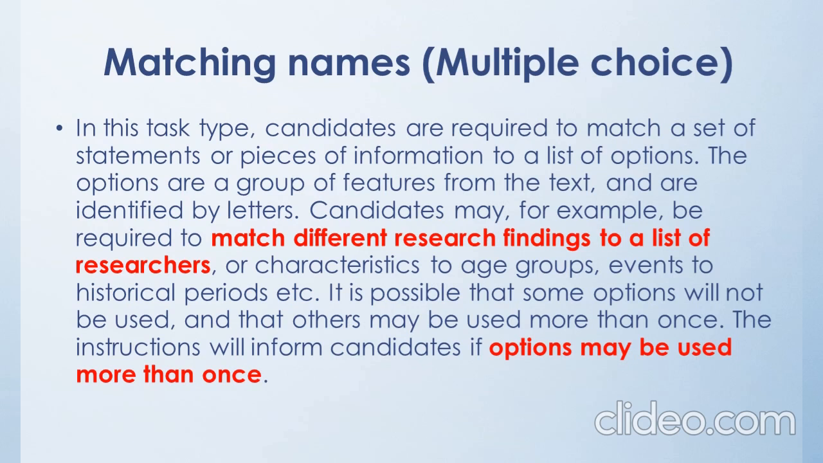And this is very important. It is possible that some options will not be used. For example, with the 19th, 20th, and 21st century, you might not use the 19th century. Or, on the other hand, you might be using the same option more than once. For example, you have 5 statements and you have 3 options, A, B, C. So logically, some of the options will be repeated. And usually it is said in the instructions that options may be used more than once.